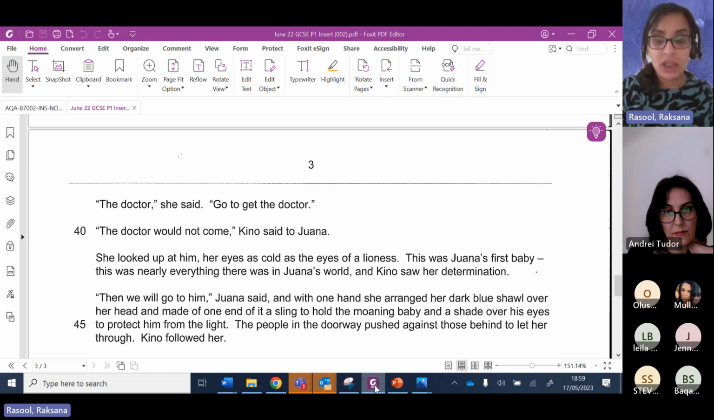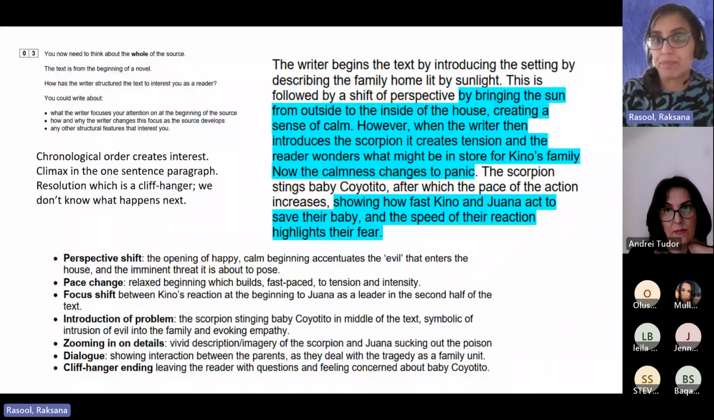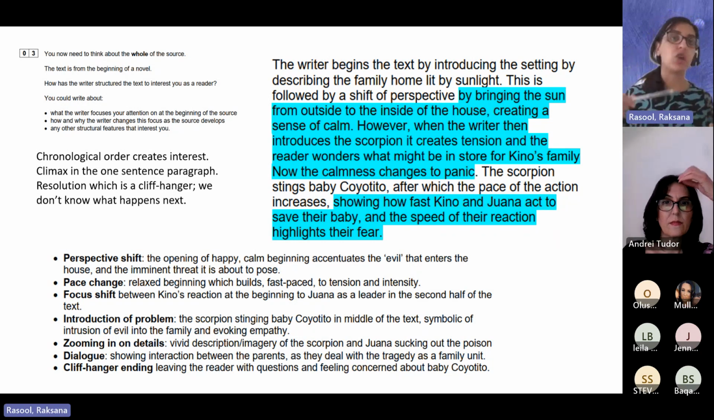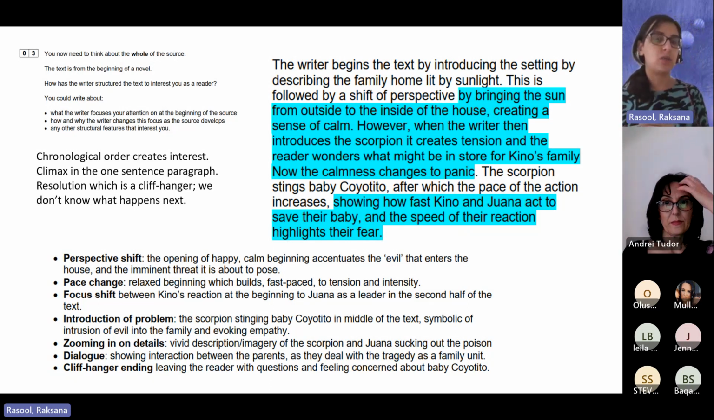Okay, so there was even that dialogue and the cliffhanger, leaving the reader with questions and feeling concerned about the baby. Does he survive? What happens? Of course you wouldn't get time to say all of that, but what you could say is, the writer structured the text to interest you as a reader by using a chronological order, and as the text shifts from one point to another, you can really see a narrative structure, with the climax being at the peak point where the baby is stung by the scorpion. There is then a perspective shift between Kino and Juana's roles, and so on.